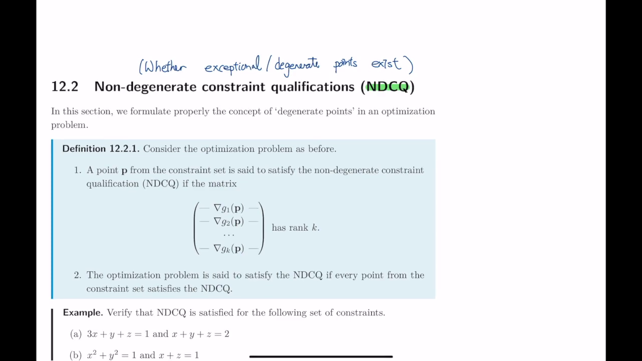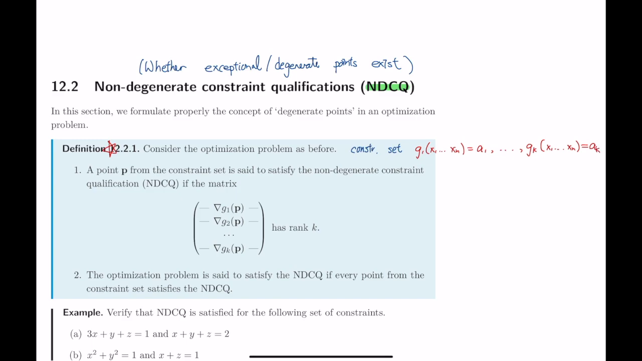Let us look at Definition 12.2.1. Let me put a star here. This is very important. Then we're going to consider the optimization problem as before. In particular, the constraint set is given by g1 of x1 to xn equals a1, and then you have k of them, up to gk of x1 to xn equals ak. Okay, this is the set of constraints.